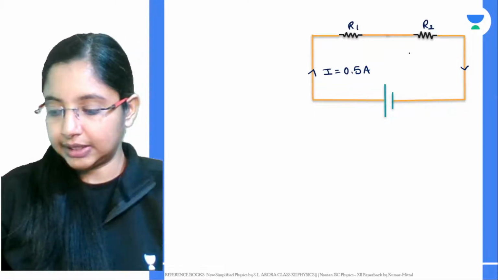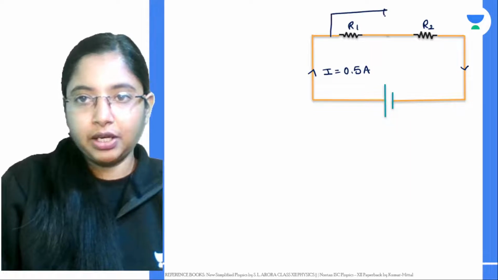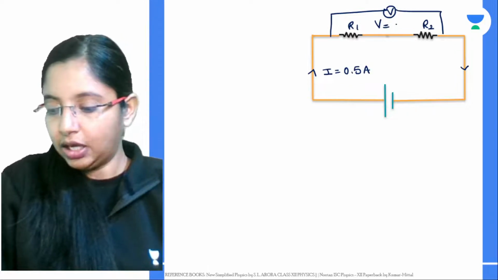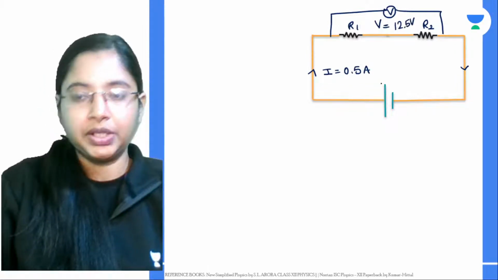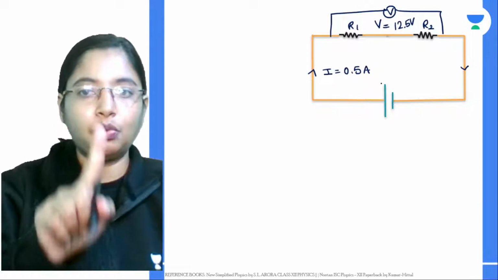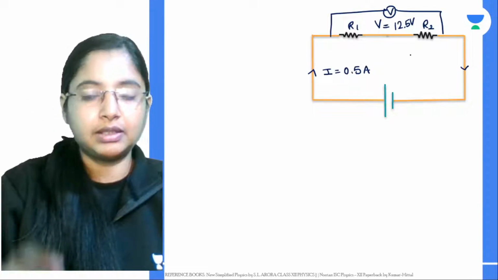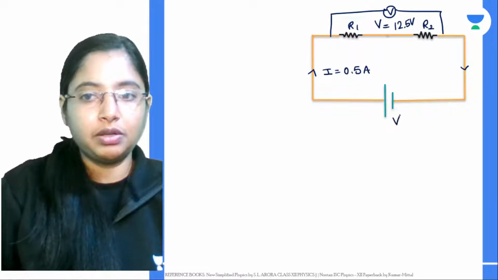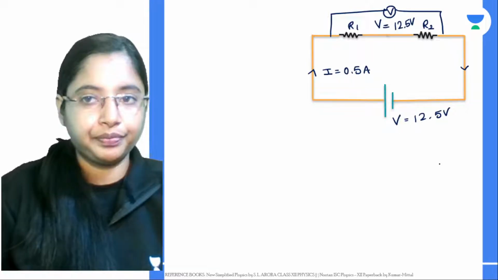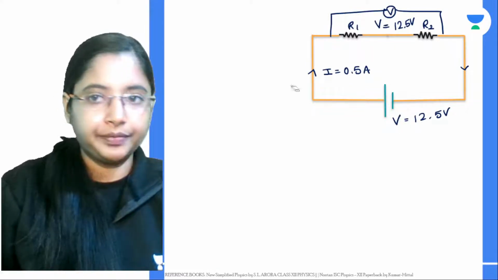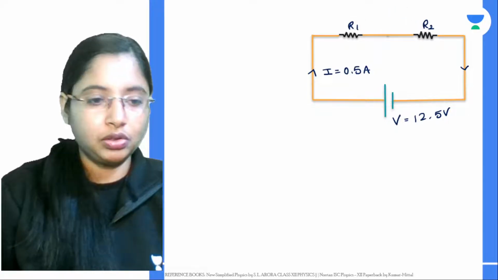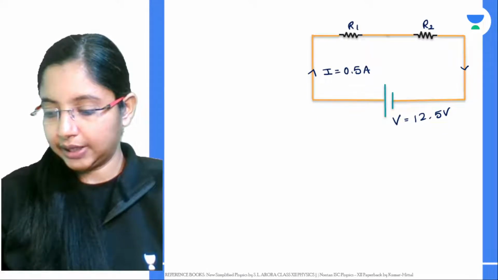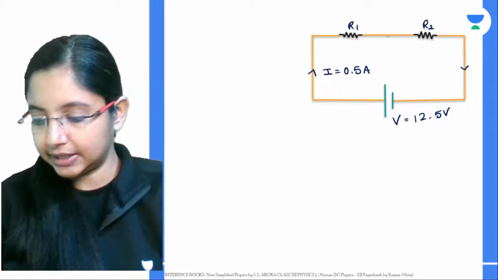if you take a voltmeter and connect it across the ends over here, this voltmeter is reading a voltage of about 12.5 volts. In series connection, we said the voltage drops across these two resistors add up to the total voltage. So the voltage drop across these two resistors will be the battery voltage, 12.5 volts. Now we know this. This is what we get in the case of series resistors.